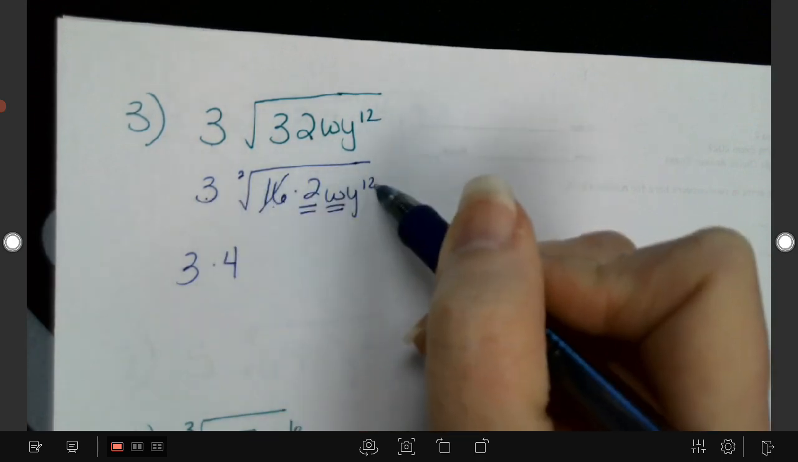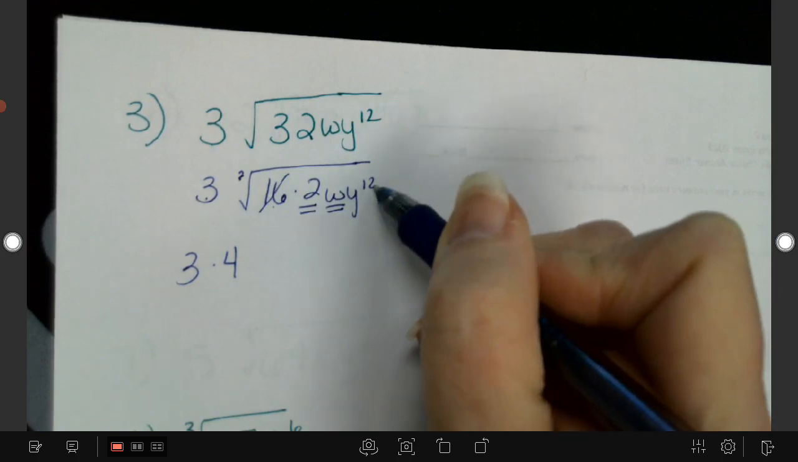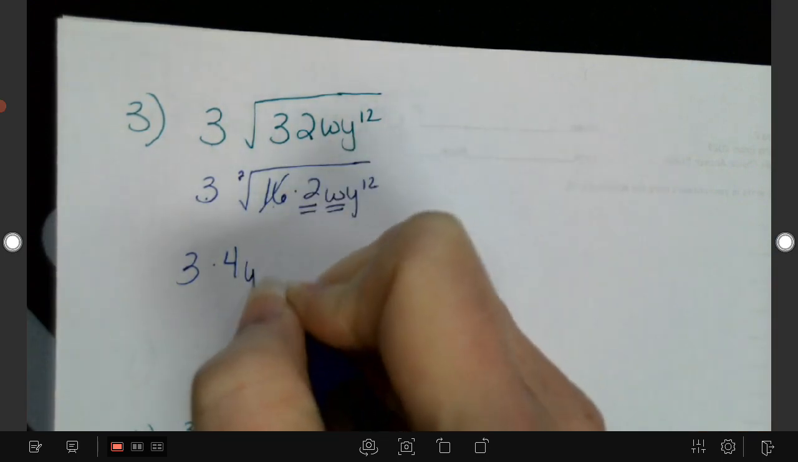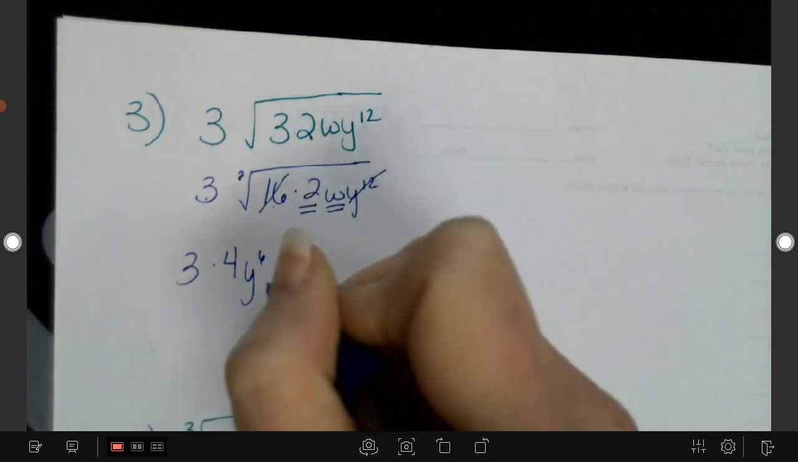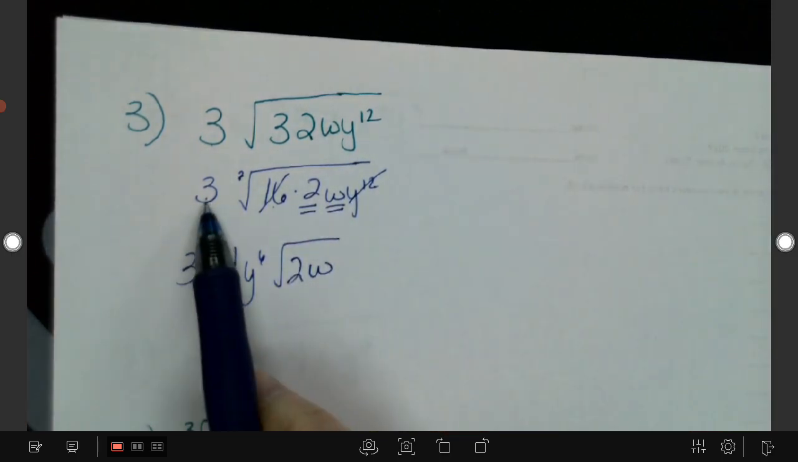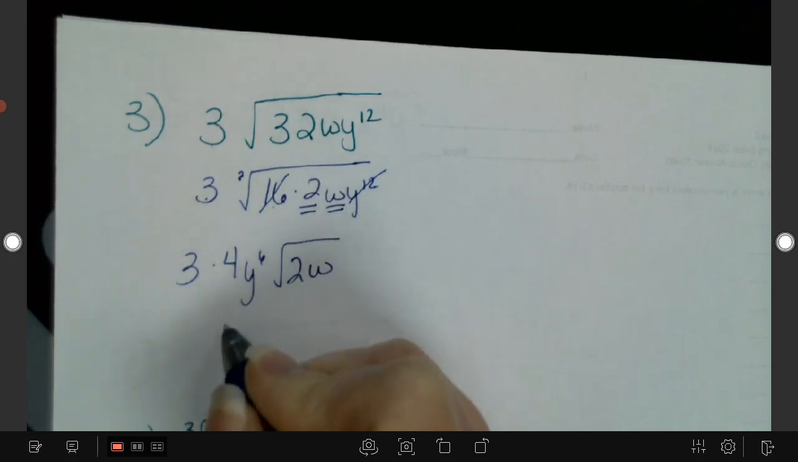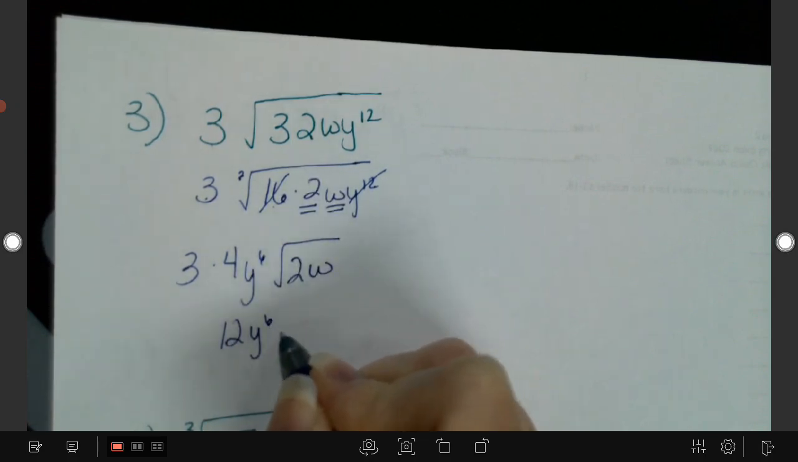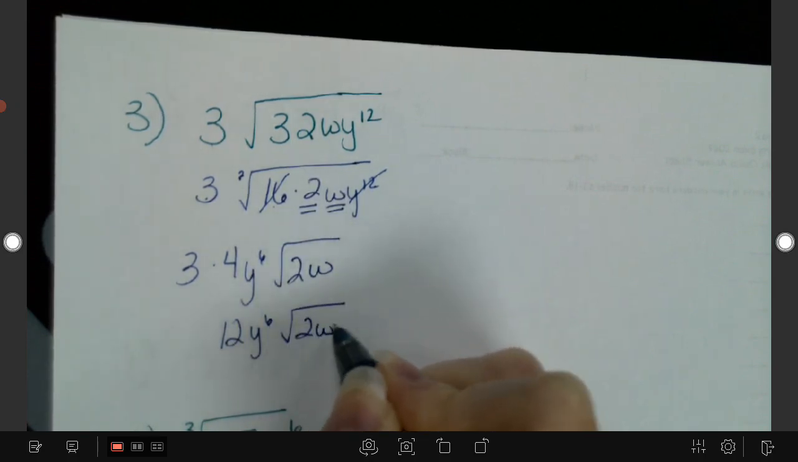2 goes into 12 6 times. And those are all gone. Under here, we have 2w. So we had the 3, remember? 3 times 4 is 12. Y to the 6, square root of 2w.